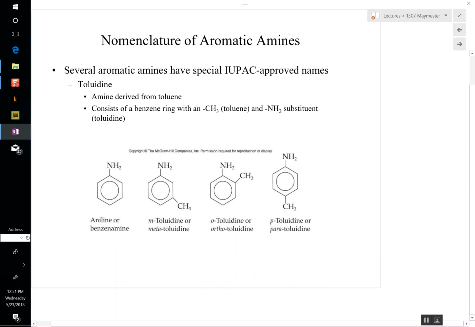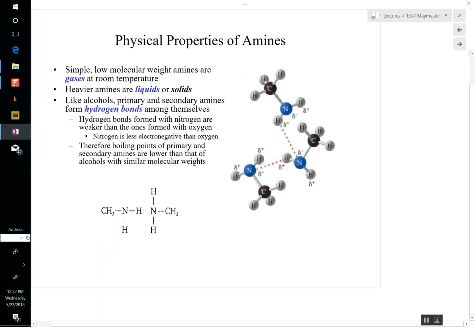I won't have you memorize this. Toluidine is an amine with a methyl on it. Toluidine, it's just a common name, but don't worry about that one. This is the one you need the 3x5 card for. Know what aniline is. Okay, properties. Let's take a little break. We'll talk about properties of amines. Let's take a break for about 6 minutes.